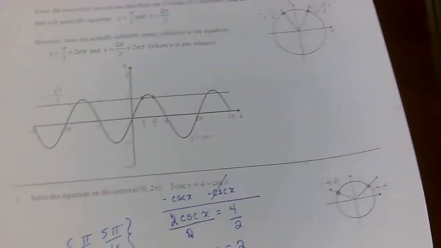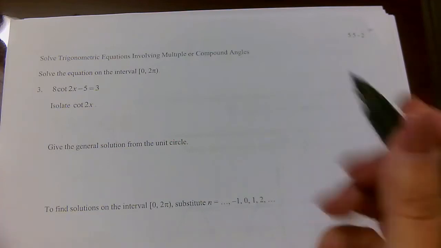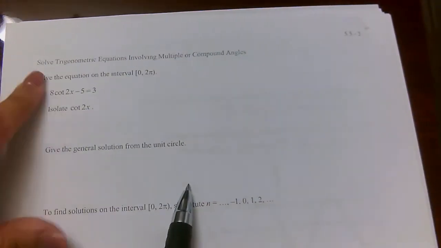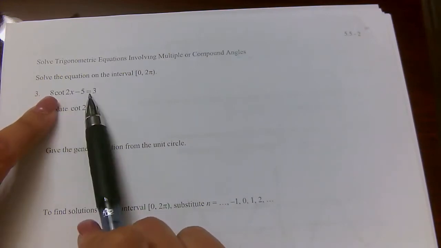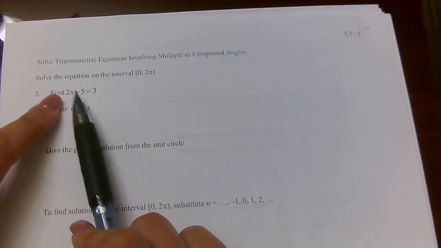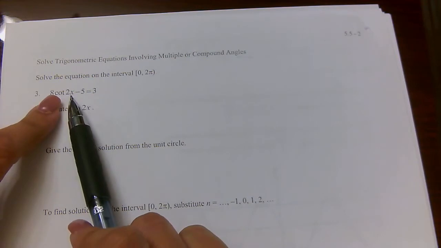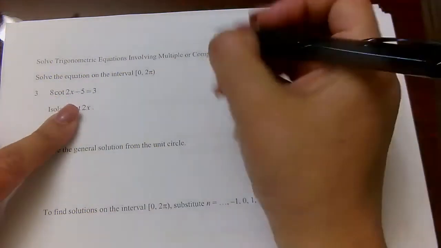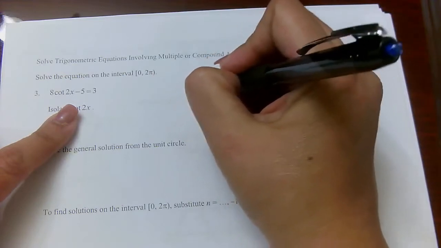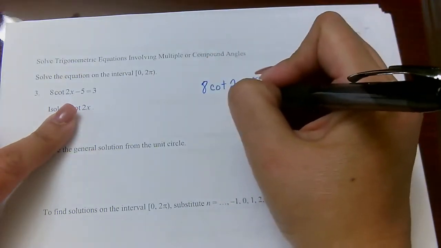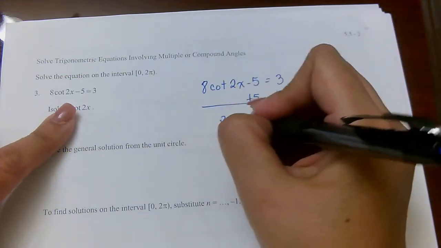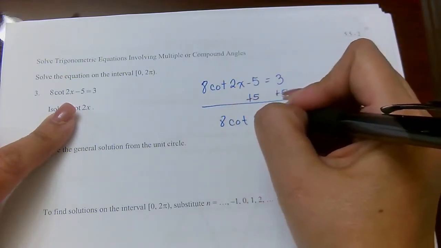All right, next problem. Okay, number 3, what we're going to do is, here it has the instructions. We're going to go ahead and follow those, but it's similar to what I was doing before. We're going to isolate the x. In order to do that, we're going to move the 5 over to the other side. So I'm going to rewrite the equation right here. Okay, so I'm going to add 5 to both sides, and I'm left with 8 cotangent 2x is equal to 8.